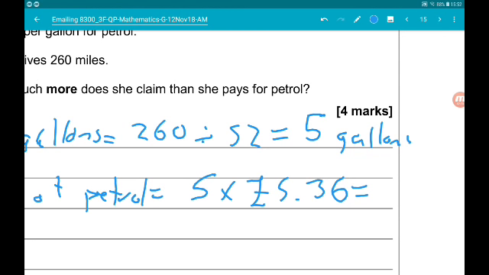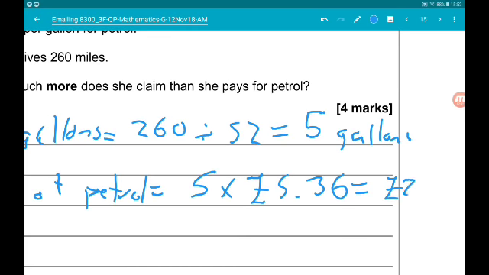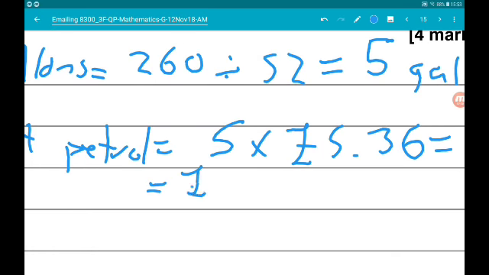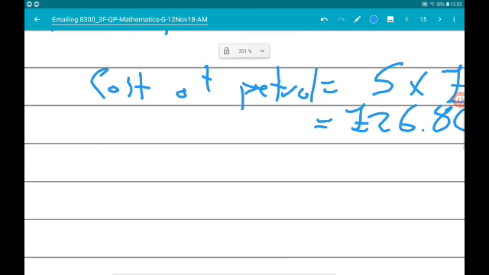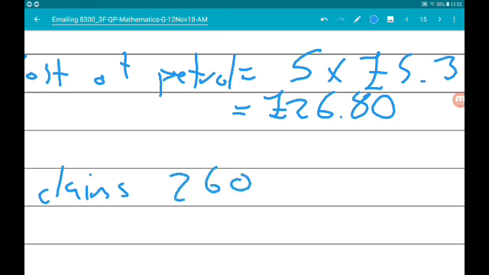£26.80p. Okay, so let's write that here so we don't lose it. Right, she's going to claim then 260 miles, so 260 times 40p, and that is going to be £104.